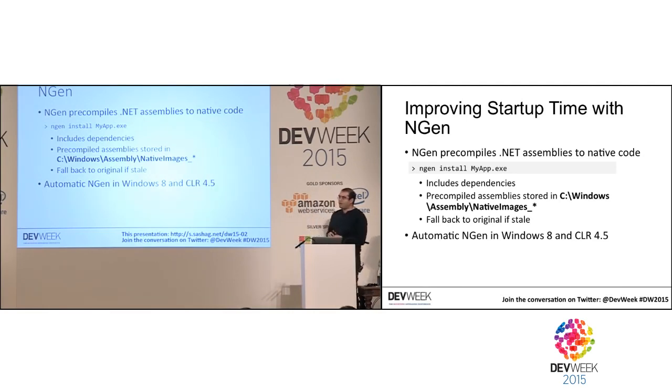So NGen is pretty great, and I'm not going to show you a demo, but you can definitely try this at home if you're dealing with long startup times. It can reduce JIT compilation costs to 0, and it can also help with reducing I/O, because these native images, in some cases, can be smaller than the original code.